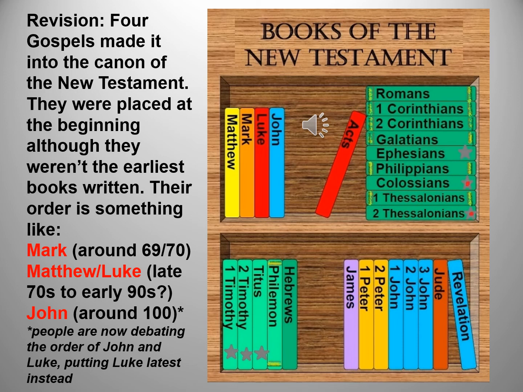So here's this slide again that keeps popping up across various lectures. We'll do a little bit of revision with this slide once again. There are 4 Gospels that made it into the canon of the New Testament, and they were placed at the beginning of the canon, even though they weren't the earliest books written in the canon. And their chronological order is something like Mark, who's written around 69 or 70, and the idea that Mark was the very first Gospel written is called Markan priority.